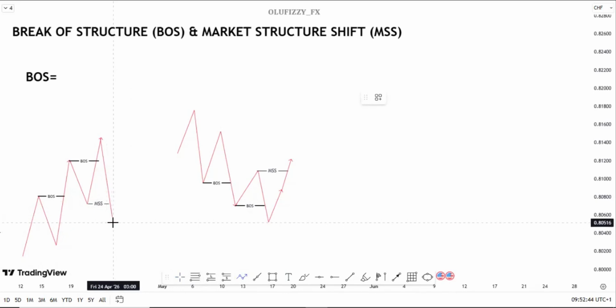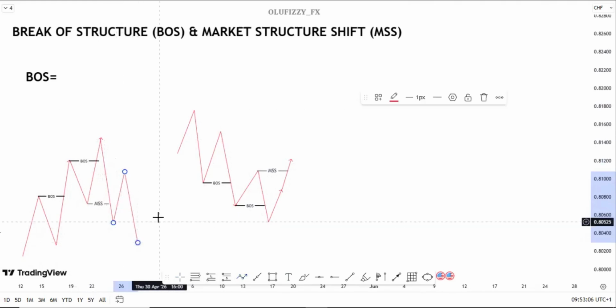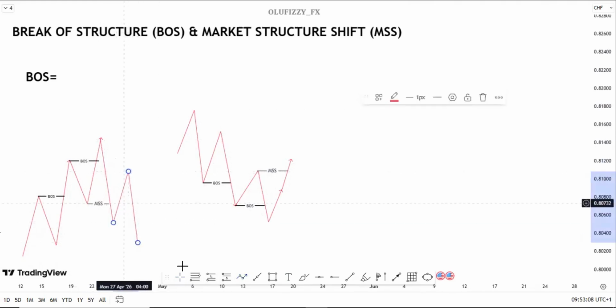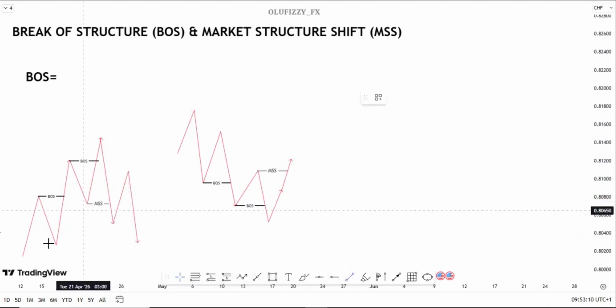And what is going to confirm if the trend has actually changed? Price can decide to do something like this after it gives you this market structure shift, and it can decide to still continue to the upside. But if the market fails to take out this high here and comes and breaks this structure, that is when you can say that the trend has now changed from bullish to a bearish market structure.